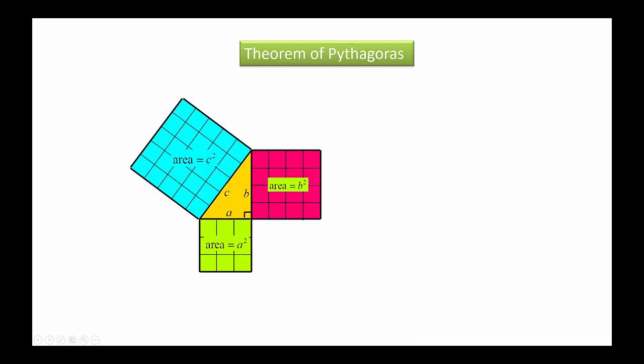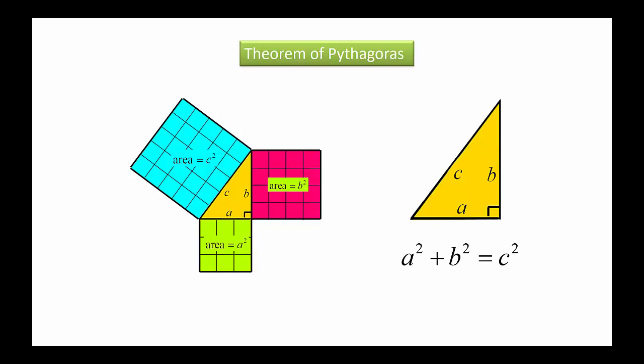And we can write that as a formula. A squared plus B squared equals C squared. But can we prove that that is always true for a right-angled triangle? There are many proofs that have been given. Here's a particularly simple one.